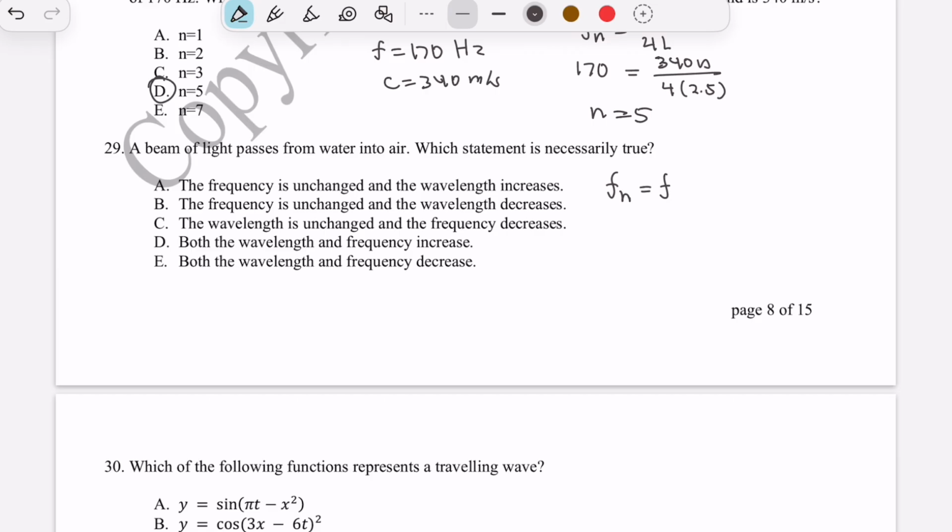So it has to be either A or B, right? And what happens with the wavelength? Well, C equals frequency times lambda. When light passes from water into air, air is a thinner medium, so light is going to have a faster speed in air than water. So C is going to increase. And if C increases and frequency is unchanged, lambda has to increase. So it's option A.